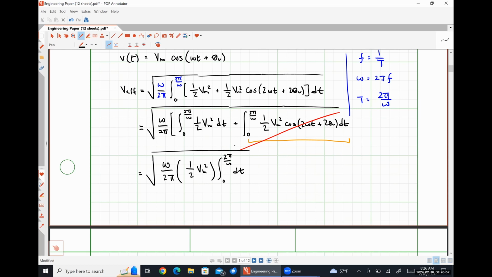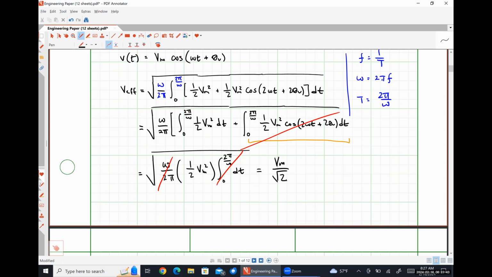What's the integral from 0 to 2 pi over omega of dt? 2 pi over omega. So we're going to have 2 pi over omega multiplied by omega over 2 pi. Those guys cancel each other out. And what we're left with is Vm divided by the square root of 2. What's 170 over square root of 2? Pretty close to 120. Yeah, and that 170 is the bit that's a little rounding errored off, okay?